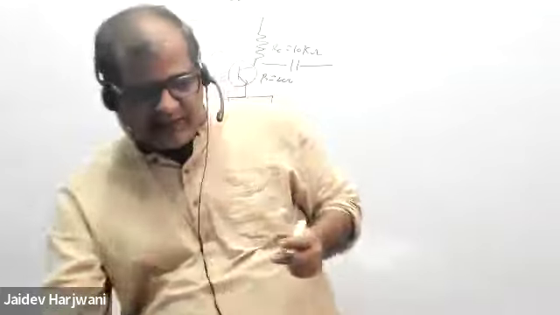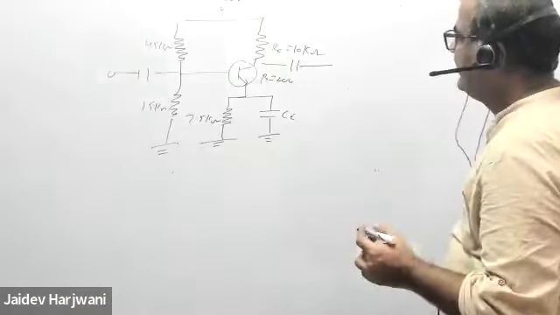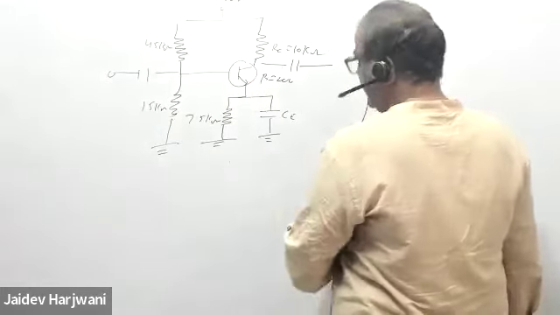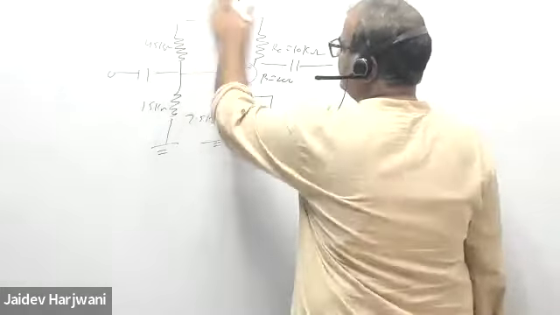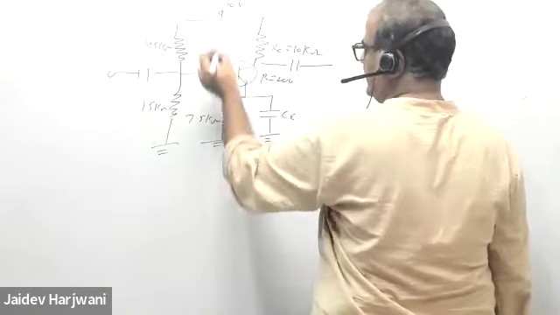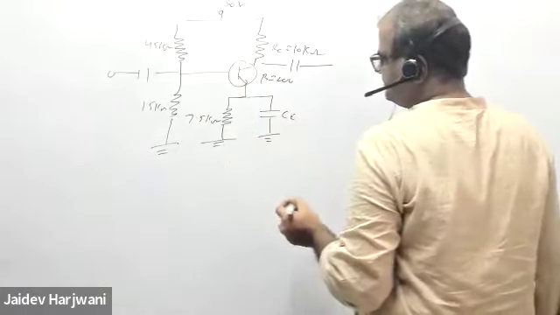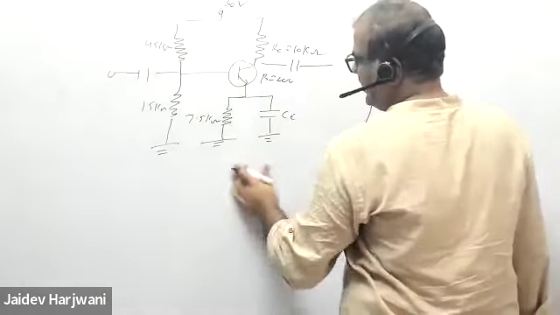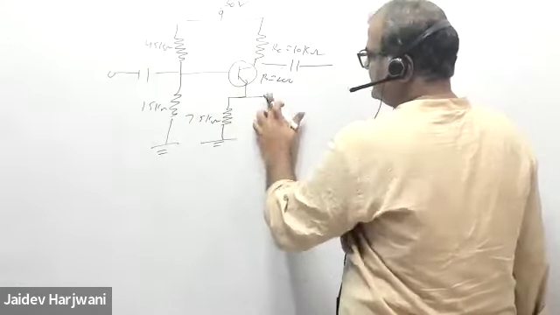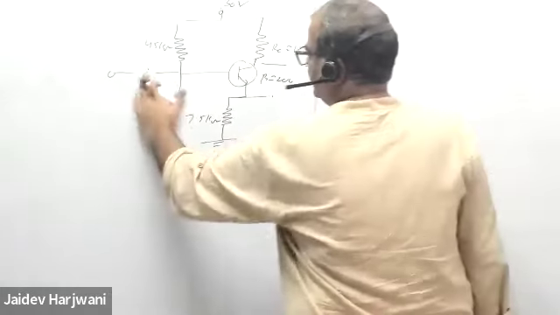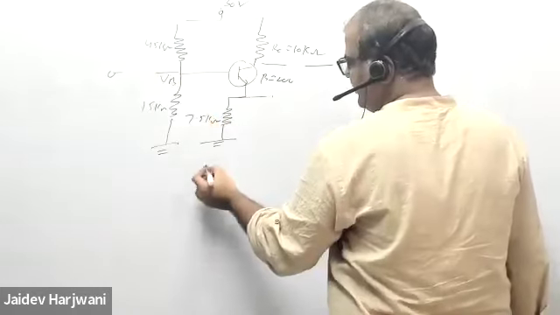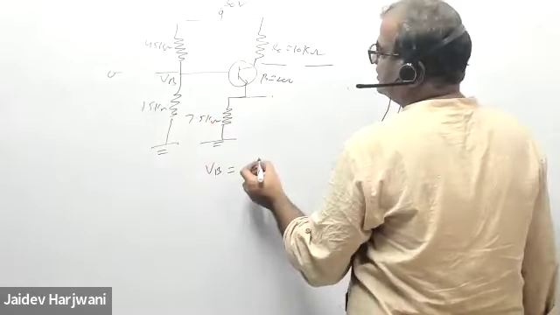Now for input impedance, in order to find it, first I will do a DC analysis, and by doing the DC analysis, first of all I'll find the value of RE. In order to find RE, I want IE. So first DC analysis: this is open, this is open, and this is open. This voltage is say VB or V2.